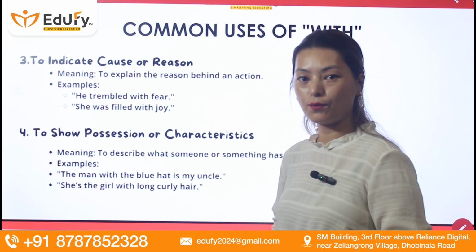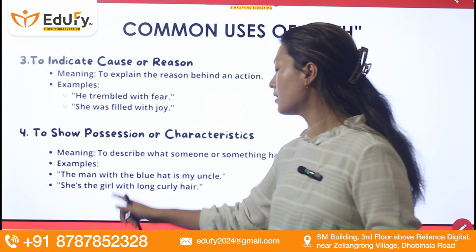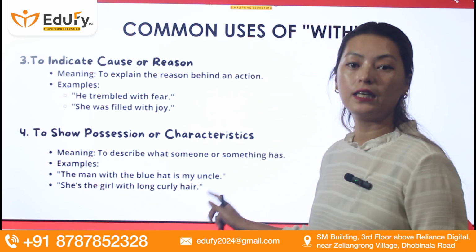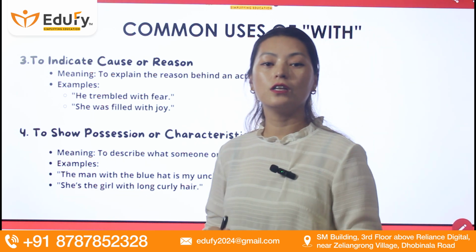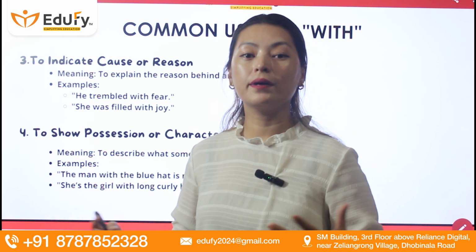Again, if I go to the next statement, she is the girl with long curly hair. The possession of the long curly hair belongs to the girl. And how am I showing that?